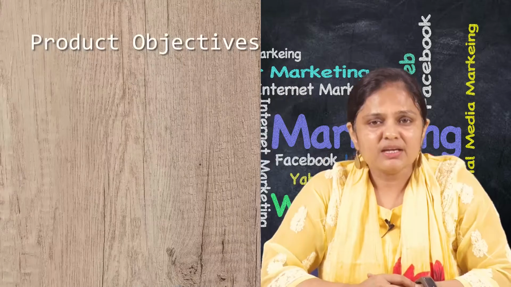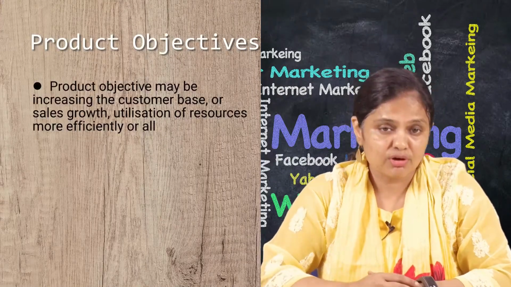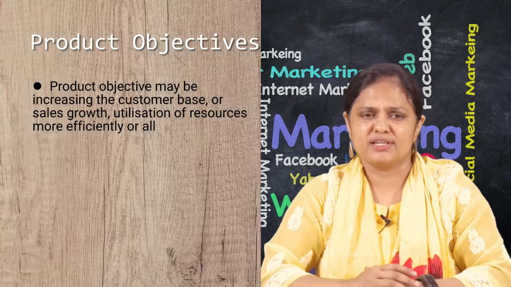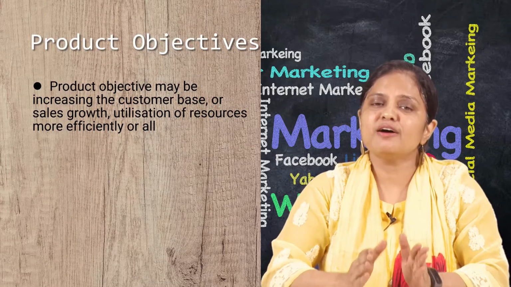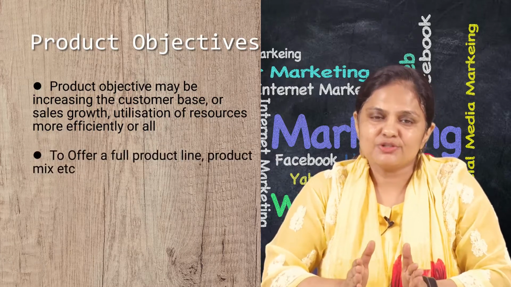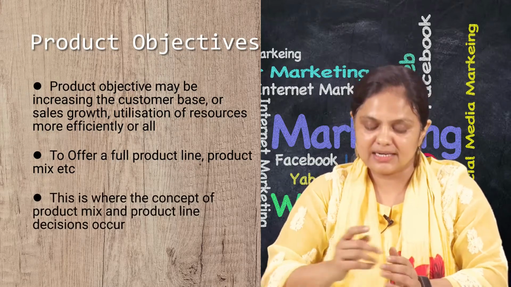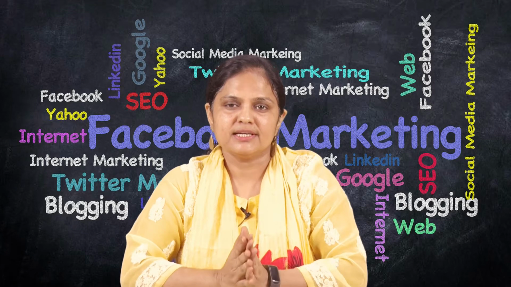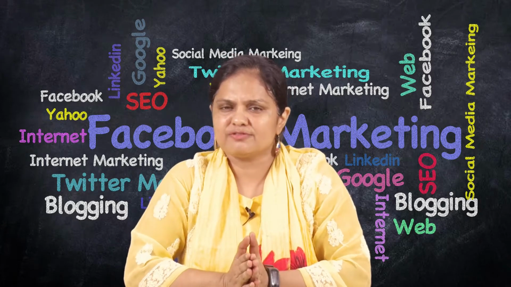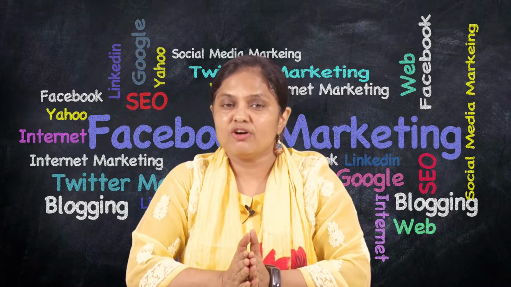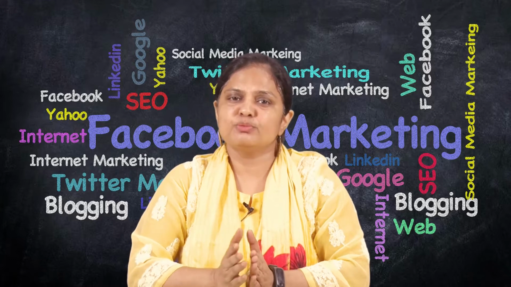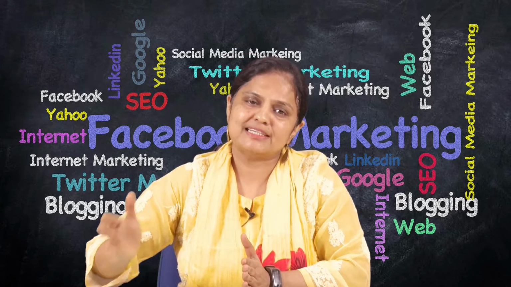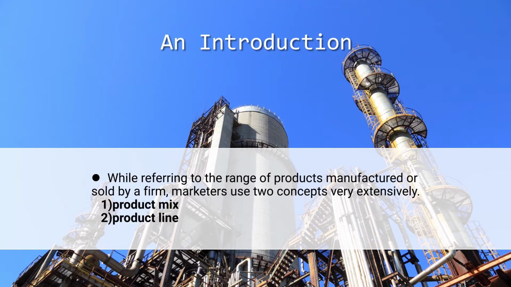The product objective may be to increase the customer base, or to have sales growth or effective utilization of resources, or maybe all of these. You may as a company decide to offer a full product line or product mix. So this is where the concept of product mix and product line comes. A firm may be selling a single product or a wide range of products. For instance, Godrej deals in office furniture, for instance office tables, chairs, steel almirahs, etc., office equipments, cosmetics, domestic appliances, and they are also into real estate. While referring to the range of products manufactured or sold by a firm, the two concepts widely and extensively used by marketers are product mix and product line.